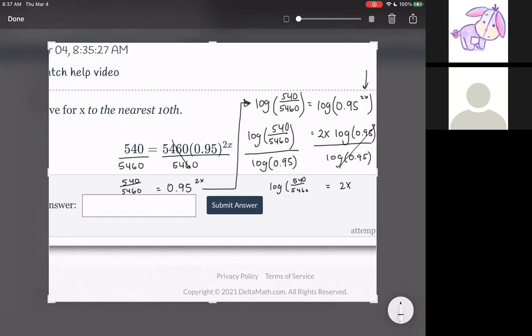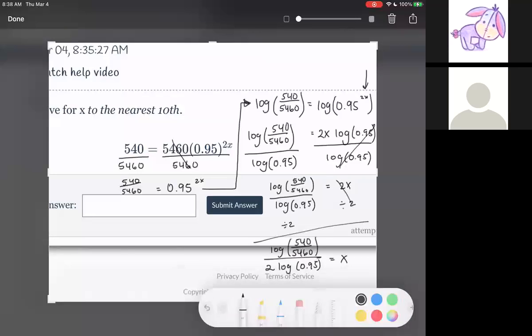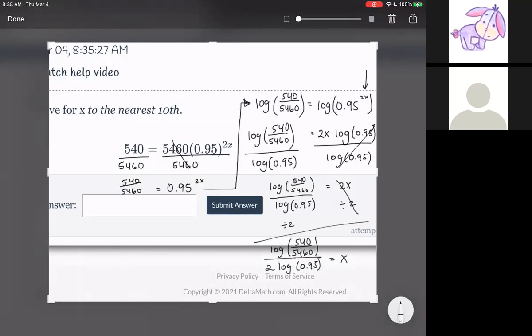Okay, let me just double check if I made any more written mistakes. No, I think that's okay. Divided by log of 0.95. Yeah, okay. So that thing is equal to 2x. And so remember, we want x, not 2x. So I'm going to divide this by 2. And that gives us log 540 over 5460 divided by 2 times log of 0.95. And this will be equal to x because the multiply by 2 and the divide by 2 cancel out, and you just get x.